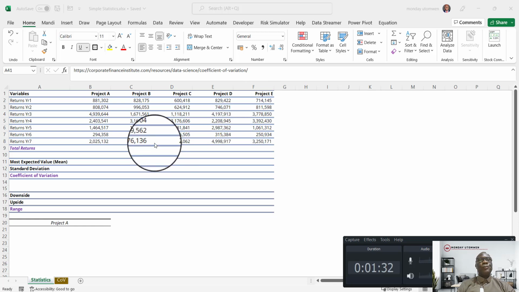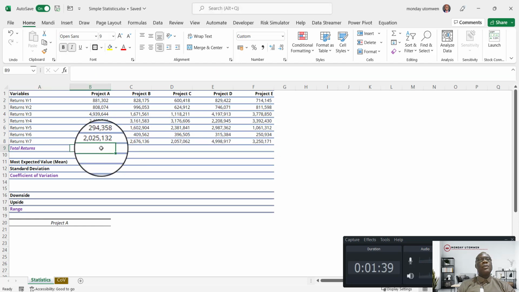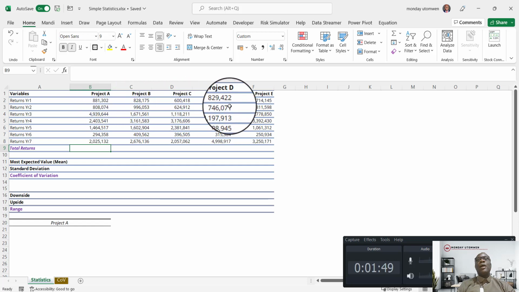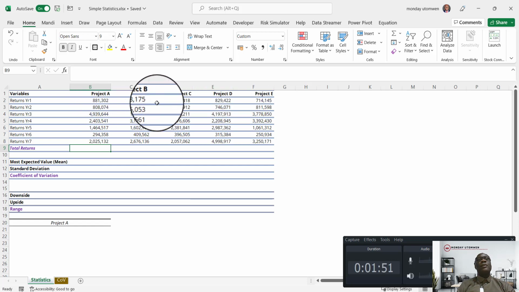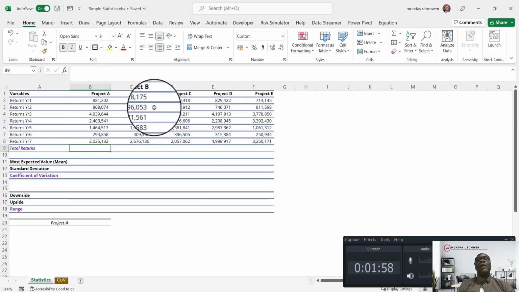So there are different statistical analyses that can be done. Simply looking at the returns alone is not sufficient. For instance, if you say, okay, year one, this return is $881,000, and that seems to be the highest return. So perhaps you choose project A. Okay, what about year two? Project B seems to return the highest. Okay, we choose project B.